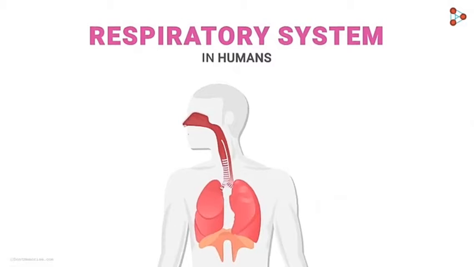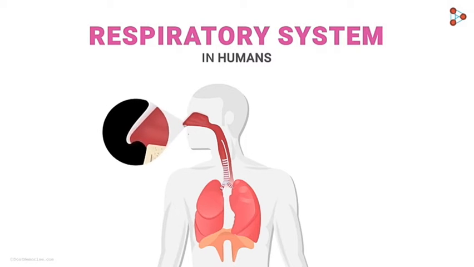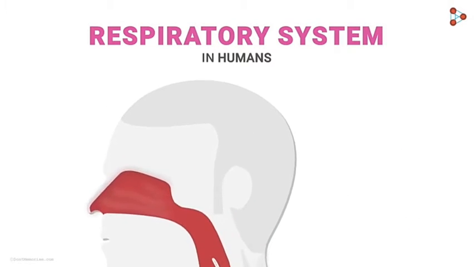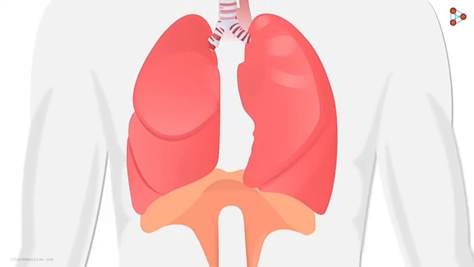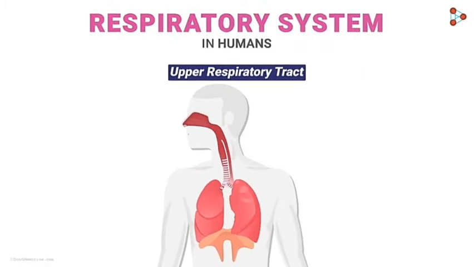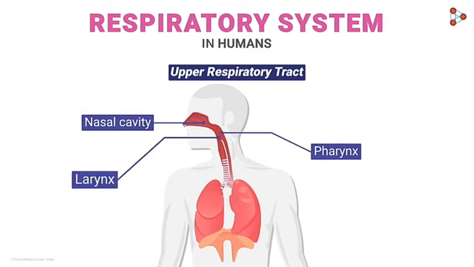Hello students, let's discuss the respiratory system in humans. It begins from the nose here and ends at the alveoli in the lungs. Let us get introduced to each part in detail. First comes the upper respiratory tract. It consists of the nasal cavity, the pharynx and the larynx.